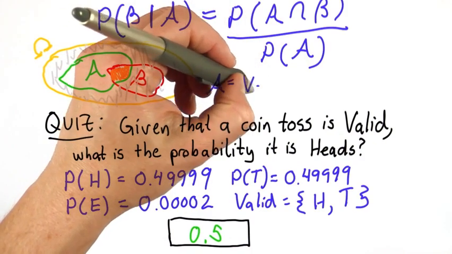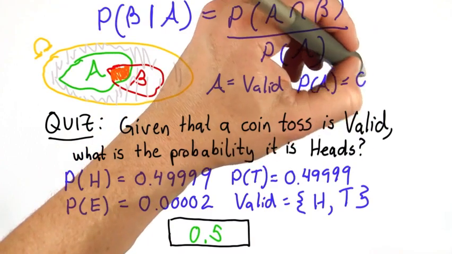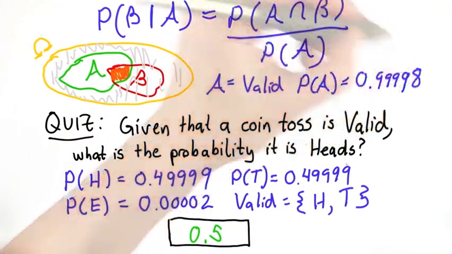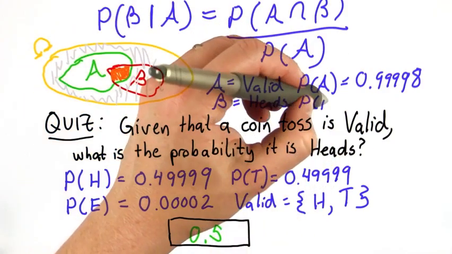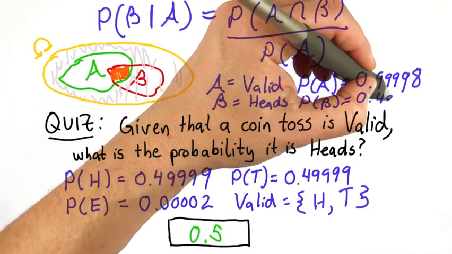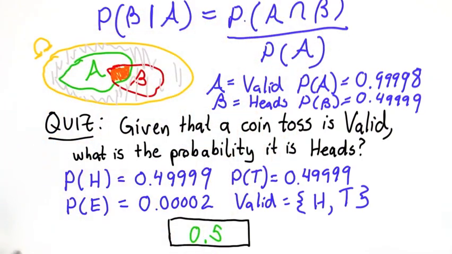A is valid, and we know that the probability of A is equal to 0.99998. B is the event that it's heads, so the probability of B is the probability of H, which is 0.49999. And now we just have to plug these into the formula.